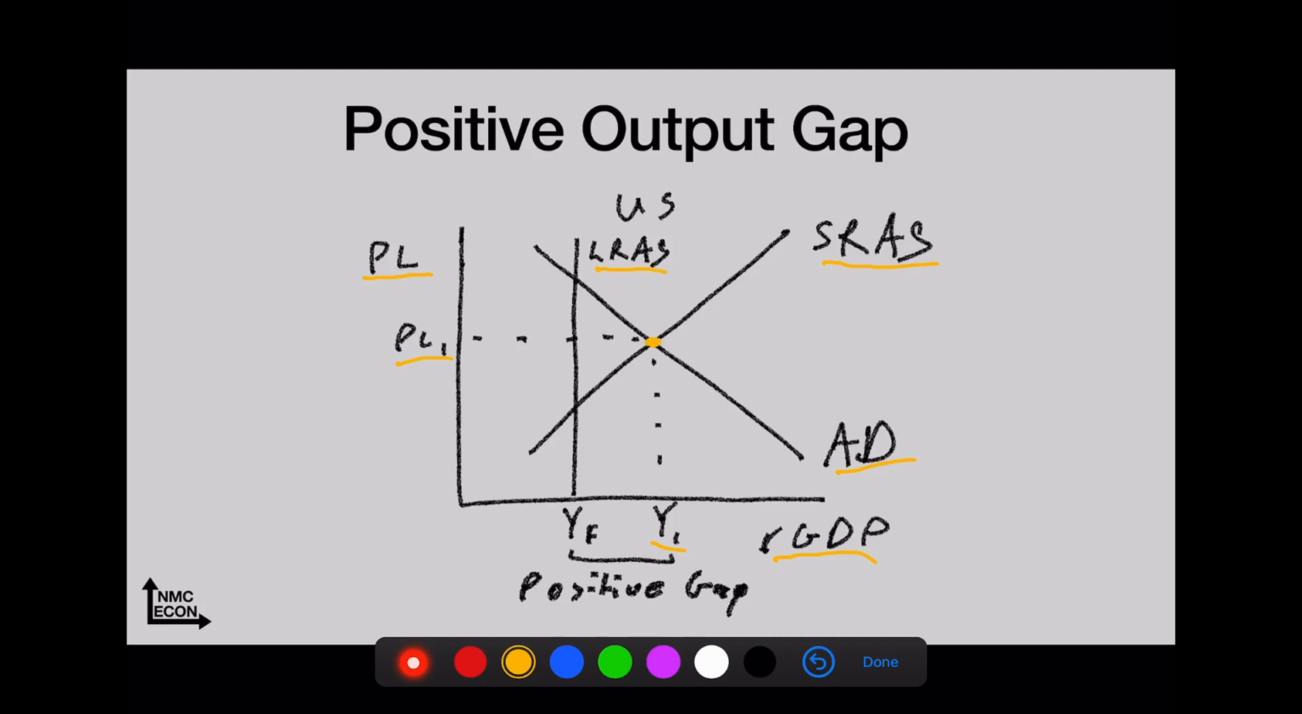We cannot continue to produce here in the long run. This is a positive output gap. The distance between YF, that stands for output at full employment, and Y1, that's where we currently produce, is the positive output gap. In this situation, we would likely have very low unemployment and upward pressure on wages, which is a resource, eventually going to shift SRAS inward, closing that gap.